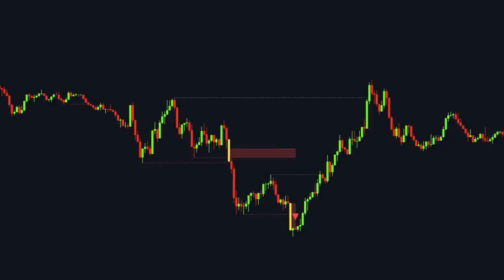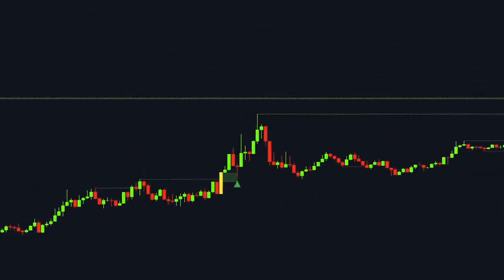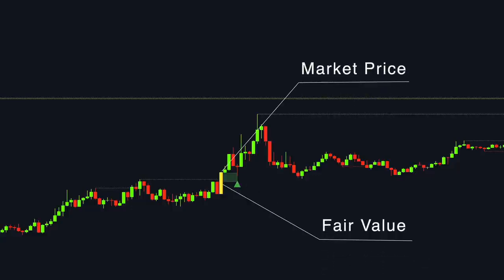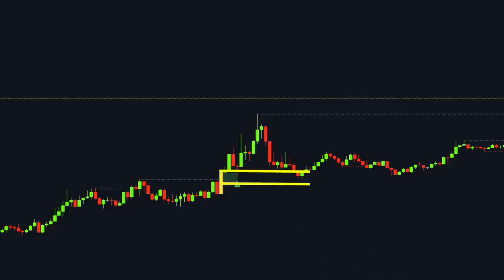The ICT, which stands for Inner Circle Trader Fair Value Gap Trading Method, is a forex trading strategy that aims to exploit temporary imbalances in currency prices. In simple terms, it works by identifying gaps, or differences between the perceived fair value of a currency pair and its current market price. A gap occurs when the market price of a currency pair is significantly different from its fair value. This can happen due to various factors, such as news events, economic data releases, or changes in market sentiment. The idea is that these gaps represent temporary imbalances that are likely to be corrected over time.